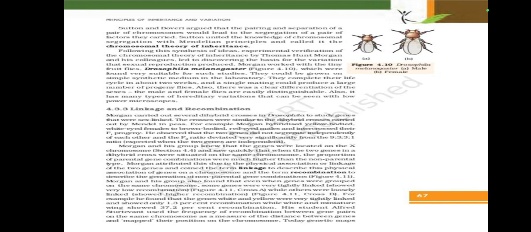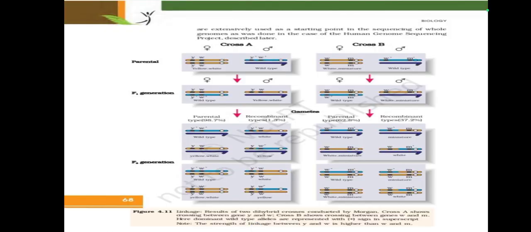His student Alfred Sturtevant used the frequency of recombination between gene pairs on the same chromosome as a measure of the distance between genes and mapped their position on the chromosome. Today, genetic maps are extensively used as a starting point in the sequencing of whole genomes, as was done in the case of the human genome sequencing project described later.